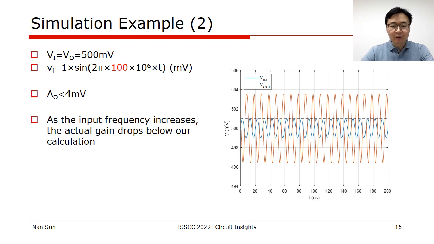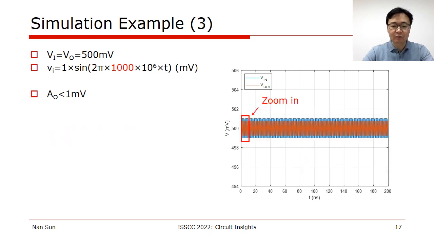Well, what if we increase the input frequency to 100 megahertz? And we can see clearly that now the output magnitude drops below 4. The gain is less than 4. And this is, well, the amplitude gain decreases as the input frequency increases. So we further increase the input frequency, for example, to 1 gigahertz.